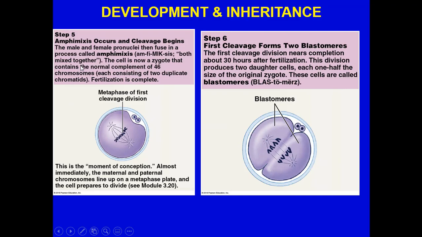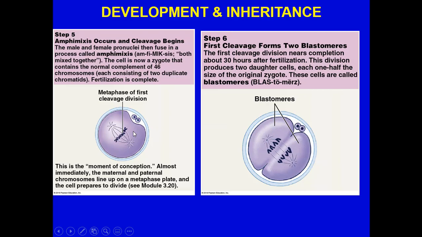Amphimixis here, you're going to have all the chromosomes mixing together and lining up, going to be attached by the spindle fibers here and here. Okay, now we've got 46 chromosomes here. We have a zygote. Okay, moment of conception has occurred.